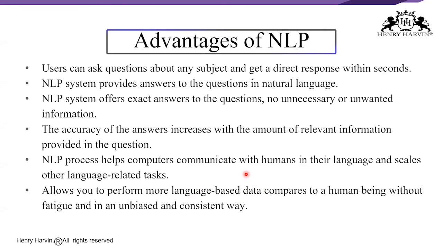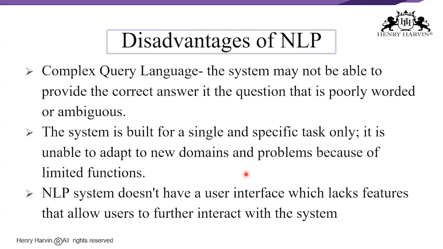Sometimes when we talk to humans and ask a number of questions, there is a high possibility of bias, but we cannot expect that with NLP. So what are the disadvantages of NLP? With a complex query, the system may not be able to provide the correct answer if the question is poorly worded or ambiguous. If there are any ambiguities, the system may not be able to understand. It is also built for a single, specific task only, so it is unable to adapt to new domains and problems because of its limited functions.